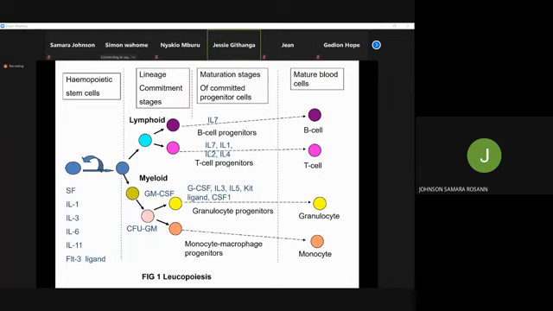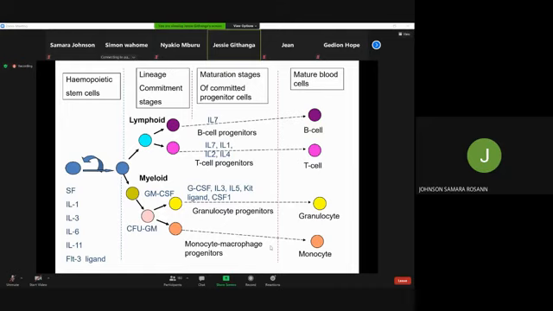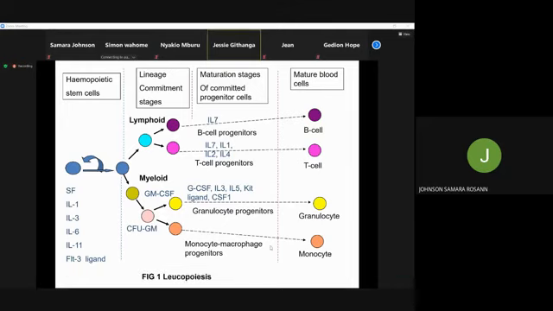Then under the lymphoid, after lymphoid commitment, you have certain cytokines which will promote these cells to either follow the B cell lineage, and interleukin-7 is important for this. It will enhance the maturation of committed progenitor cells. And then you have interleukin-7, 1, 2, and 4, which are important for T cell lymphopoiesis.